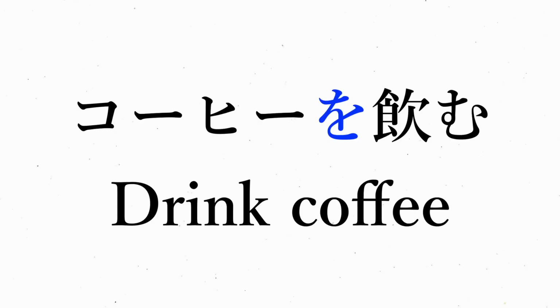This next particle, o, is very simple. It marks the direct object of a sentence. So when the object of a sentence is being directly acted upon, you use o. Let's take the sentence コーヒーを飲む, drink coffee. We use o here because coffee is the direct object of the verb 飲む, which means to drink.